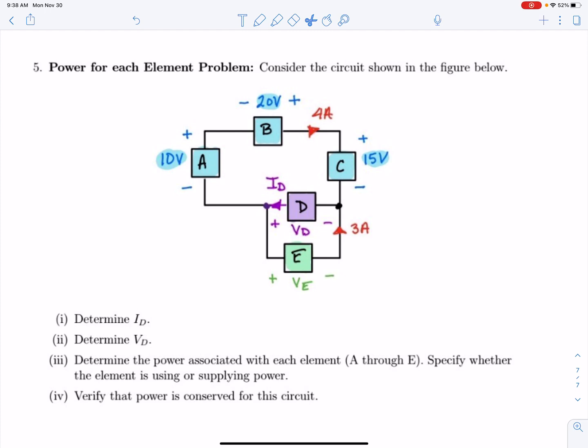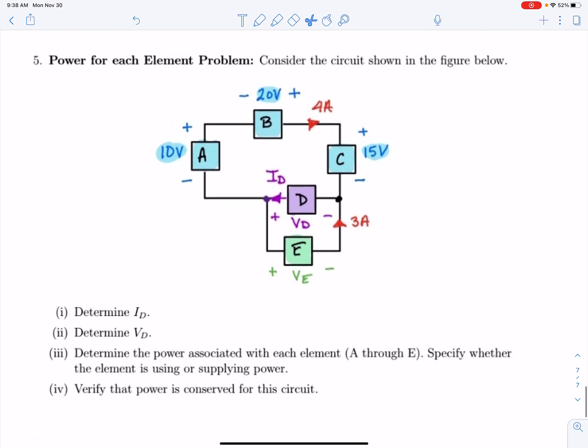Okay, here's a solution for a connected element problem. I like these because it's a fairly easy application of KVL and KCL along with the active sign convention and the passive sign convention, and how you interpret the use of power. It also reinforces the idea of conservation of energy or conservation of power. Okay, so let's get started.